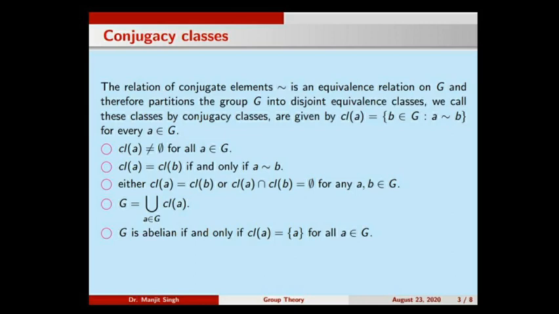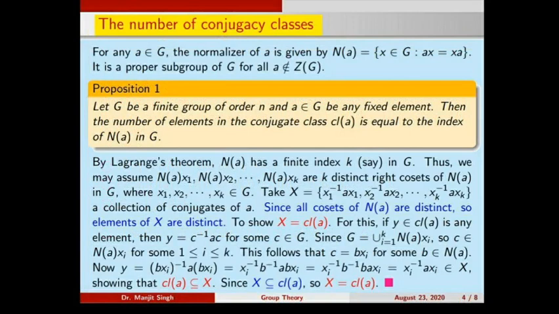And you know the properties of equivalence classes. You can see that either they are disjoint or they are identical, and the union of all these classes covers G, and therefore G is the union of all these classes. And it is interesting to note that G is abelian if and only if the class of every element is that element itself. This is an interesting result, and this is the key result in proving the class equation.